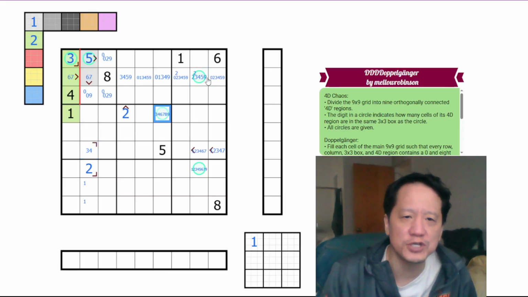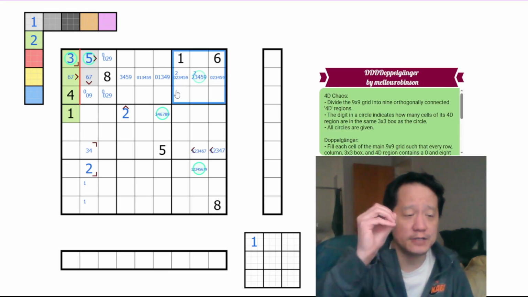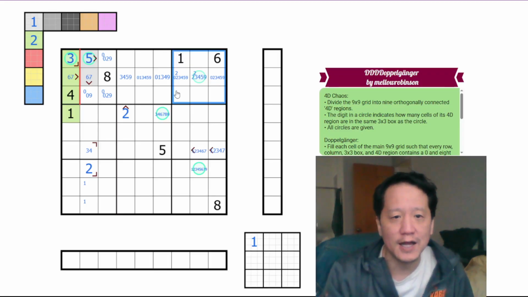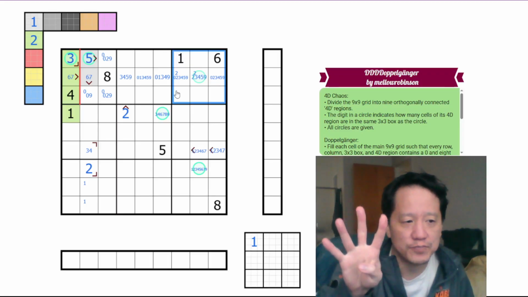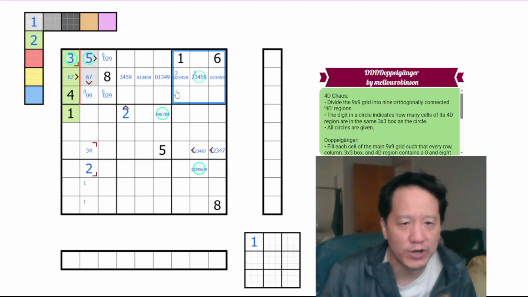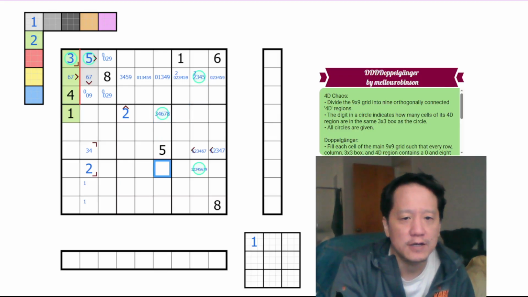The circles can never be 9. If they are 9, the 0 in that region is missing the same digit as the 3x3 box that it's in, right? So that's why this can't be 9. This can't be 9. This can't be 9. It can't be 2 because of 2 in the row.